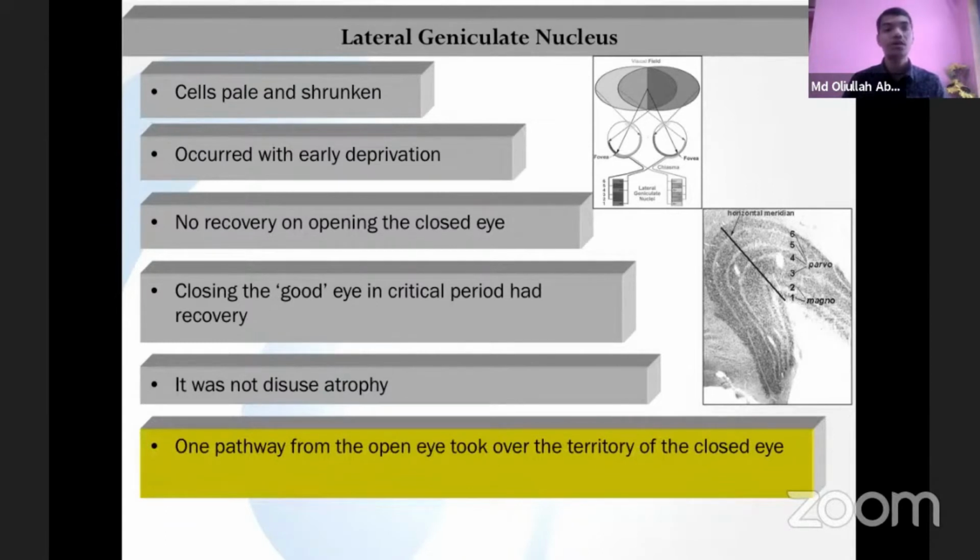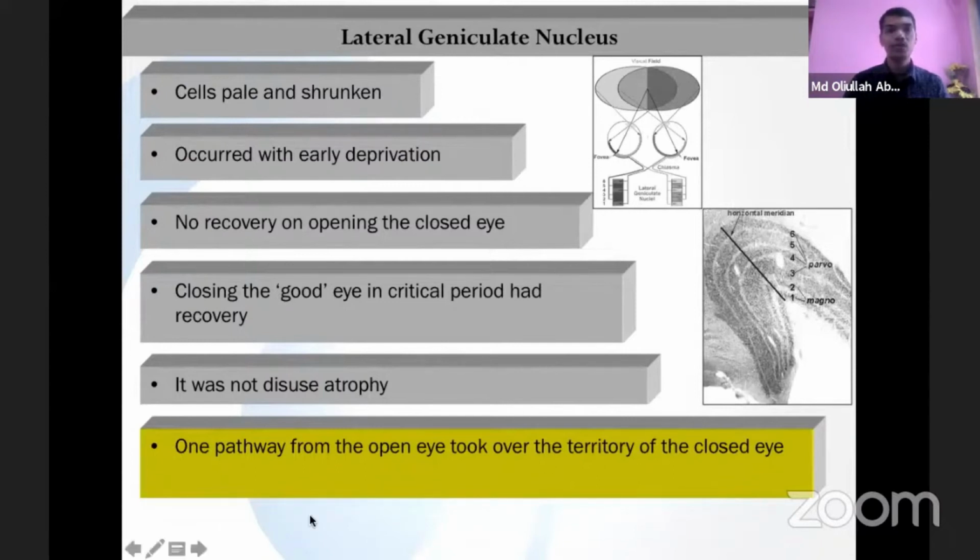Now this theory also explains the ocular dominance that happens, so that the pathway of the good eye, or the eye which has no obstructions, takes over the territory of the closed eye. So there is indirectly an expansion of the visual cortex of the dominant eye and shrinkage for the non-dominant or deprived eye.